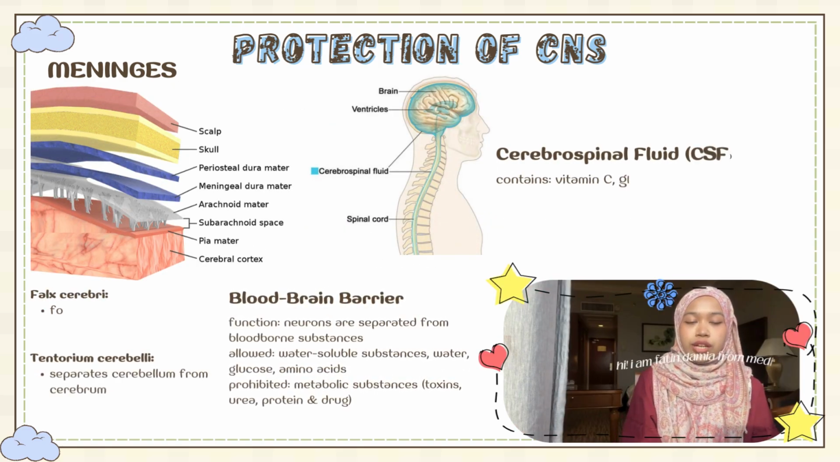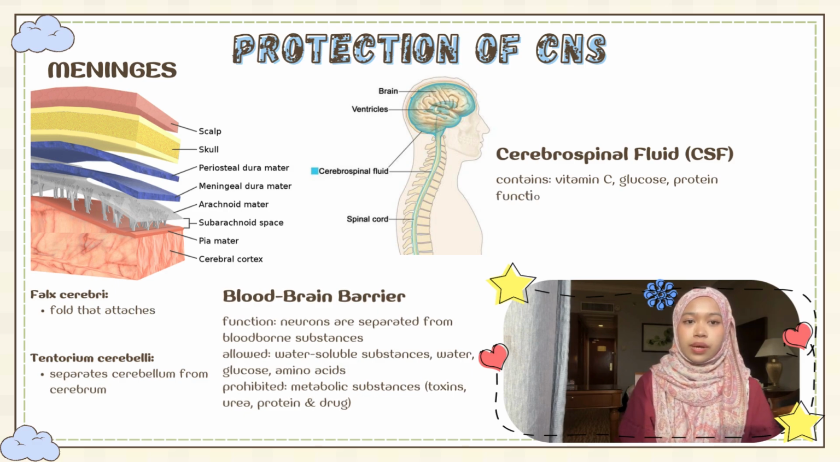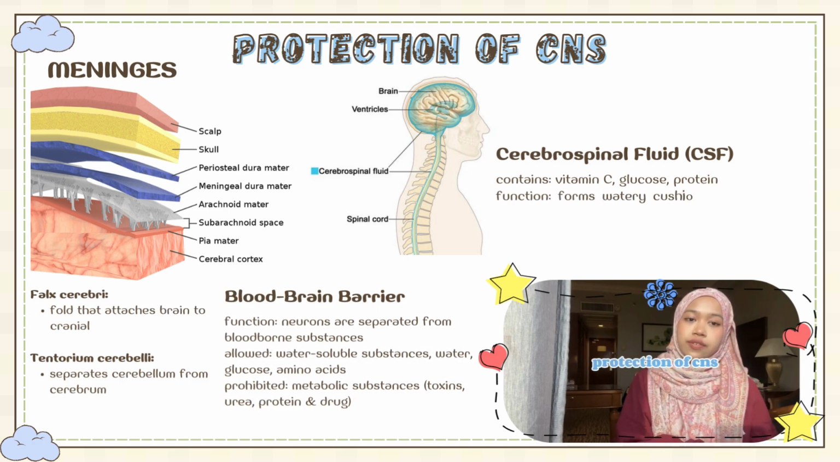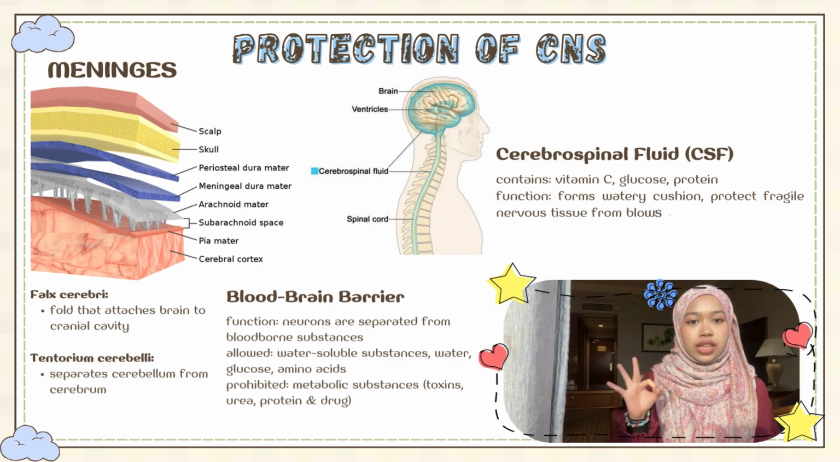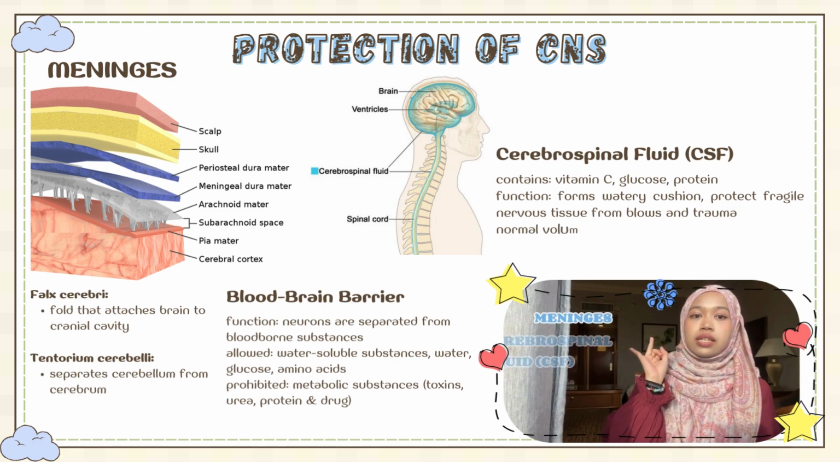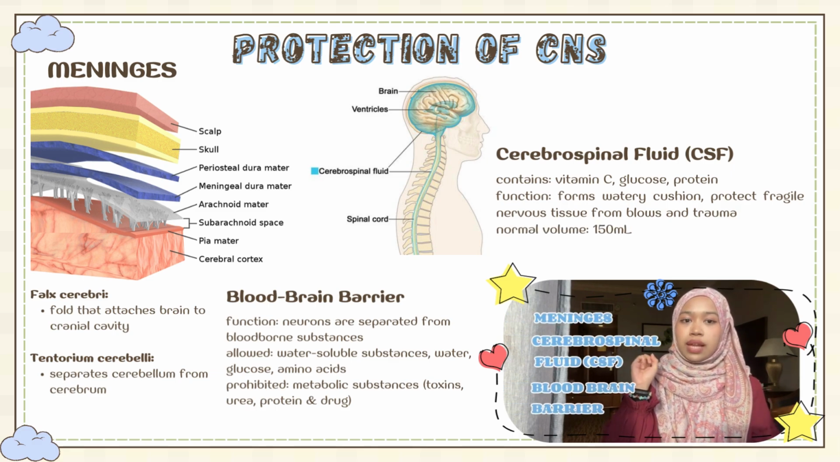Hi and Assalamualaikum guys. So I will be talking about protection of the central nervous system. The protection of the central nervous system consists of three things, which are meninges, cerebrospinal fluid, and blood-brain barrier.